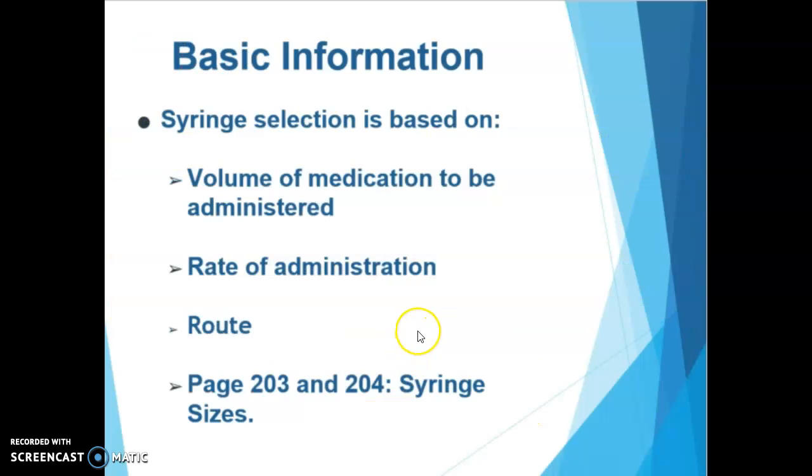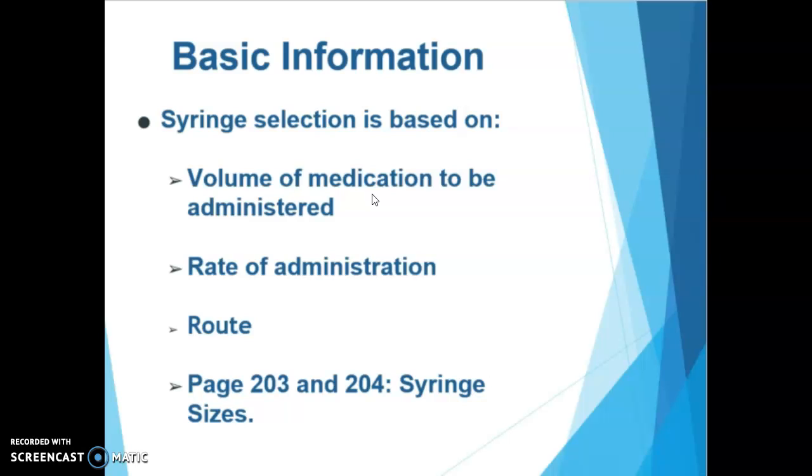So how do you know which one you're supposed to pick whenever you're given the medication? Well, the biggest factor is how much medication are you going to give? The volume of medication to administer. If you've got to give 4.2 milliliters of something, you can't put it in a 3 ml syringe, right? 4.2 milliliters is too much for that 3 ml syringe. So the volume of medication that you've got to give, that needs to be your biggest indicator.